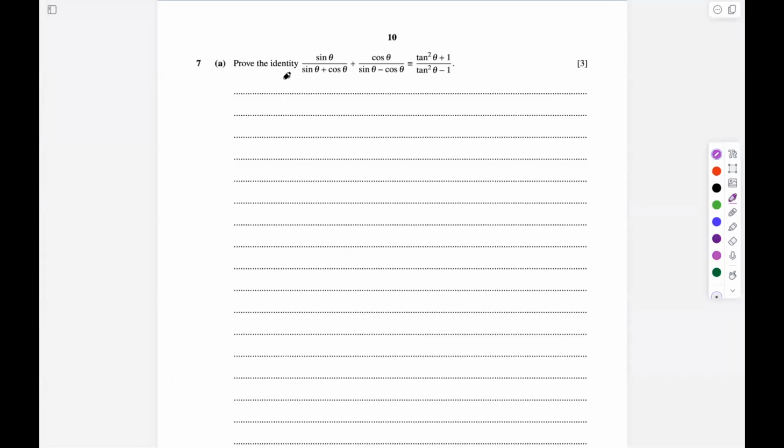In question 7, part A, we have to prove the identity sin θ upon sin θ plus cos θ, plus cos θ upon sin θ minus cos θ, equals tan squared plus 1 over tan squared minus 1. So we'll start off by taking the LCM. In the new denominator, the LCM will become sin plus cos and sin minus cos. The sin will multiply by sin minus cos, and this cos up here will multiply by sin plus cos.